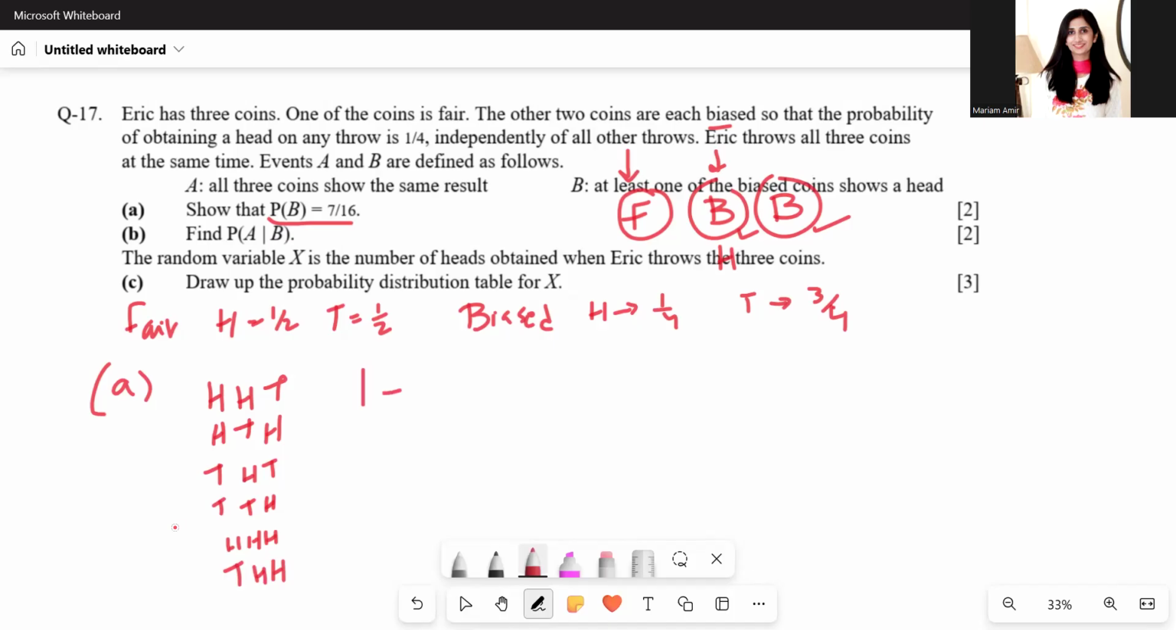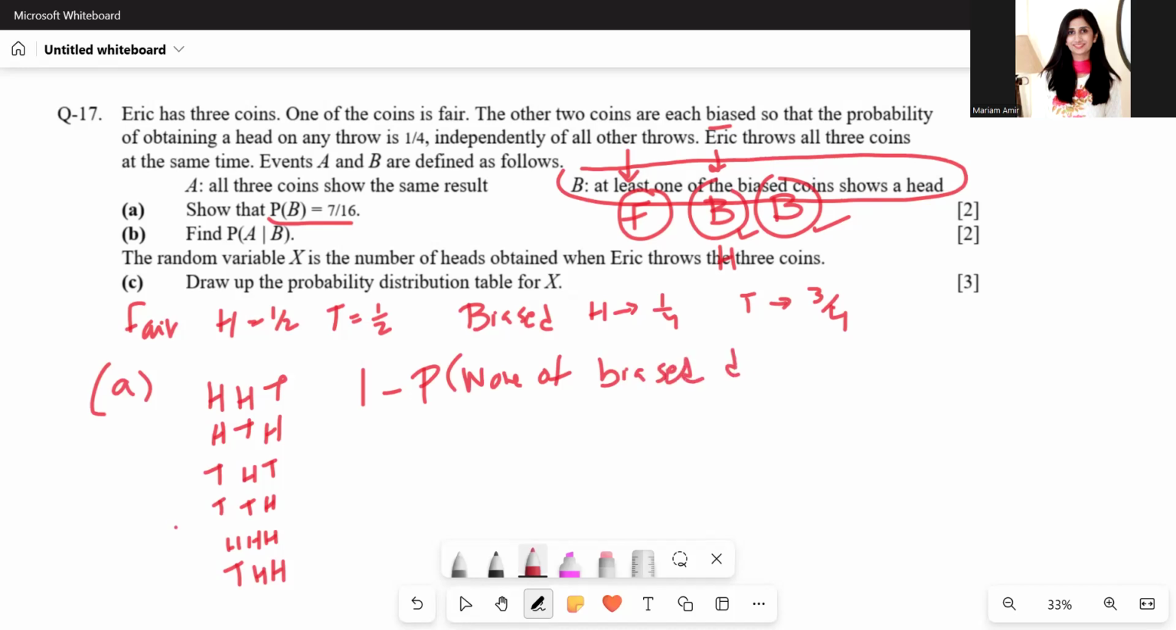So instead of adding all these six probabilities, a better way of doing this is that we do 1 minus the probability that none of these biased coins have a head. So 1 minus the probability that none of the two biased dice shows a head. So 1 minus, now what cases do we have? We have the probability that none of the two biased dice shows a head.